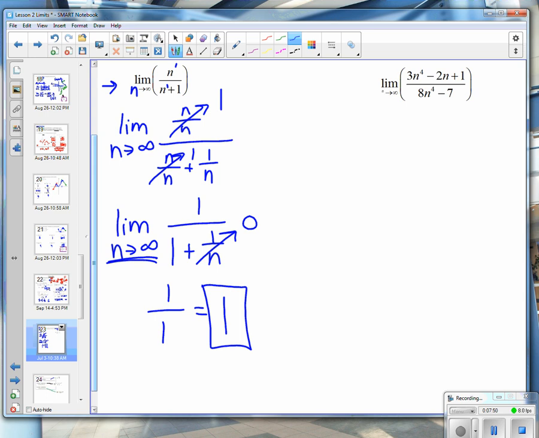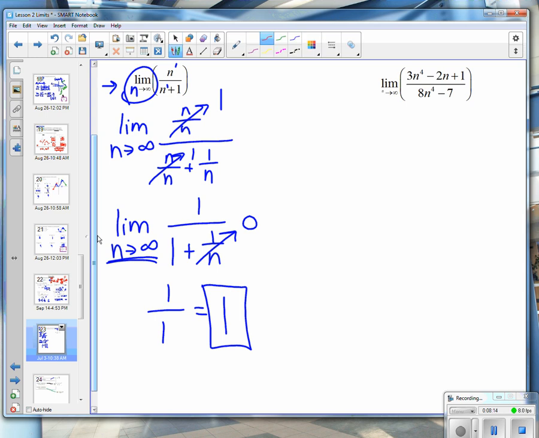So if your head is spinning, what did we do? We looked for the highest power, and we only do this when our limit is approaching infinity. It's got its own special method. We look for the highest power, and we divide every single term by that highest power. And there are going to be some things that cancel out and simplify and make our life a little bit nicer. So let's look at the second one.